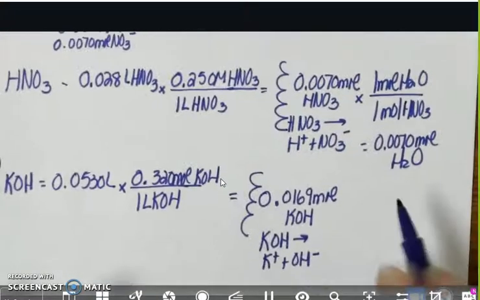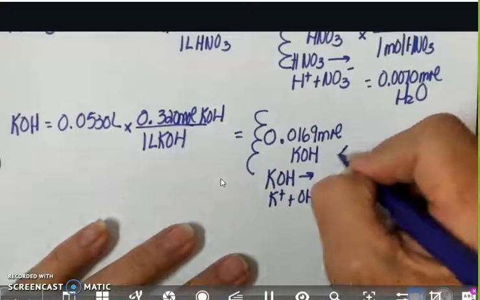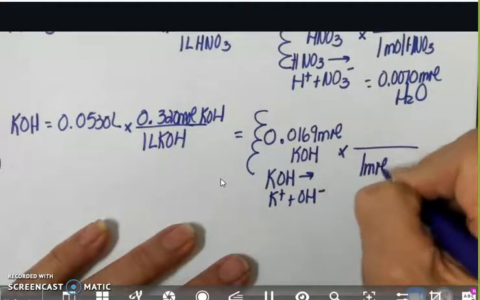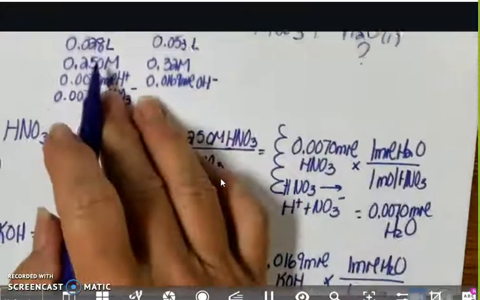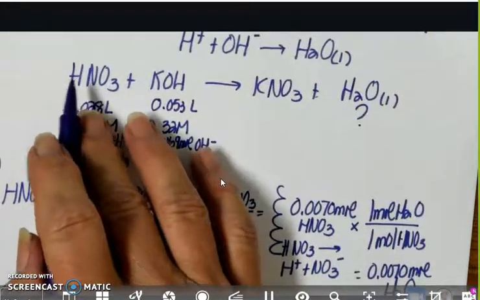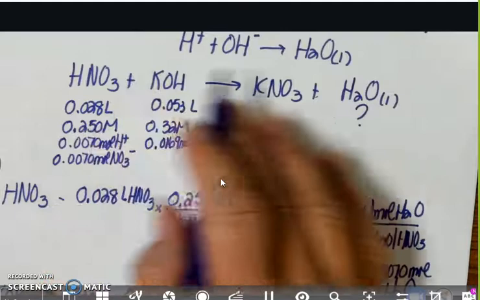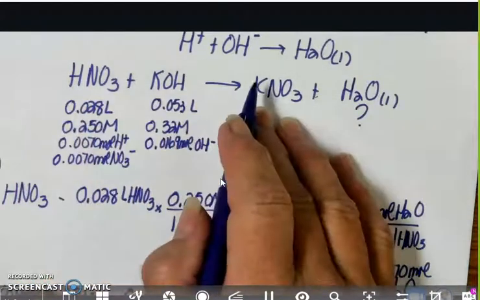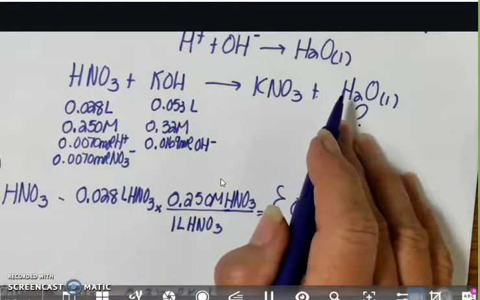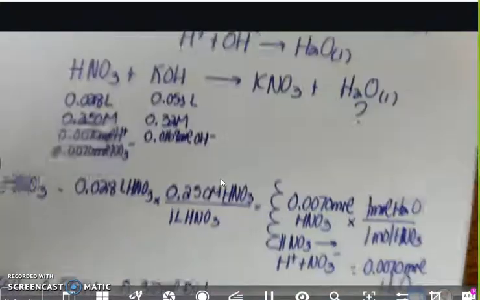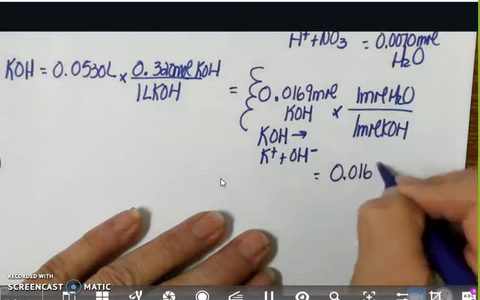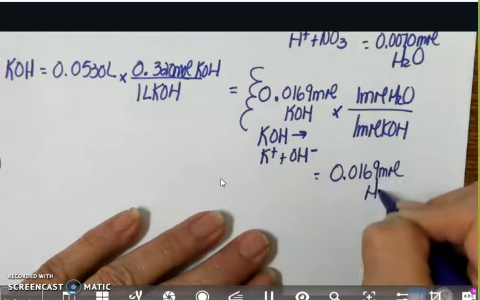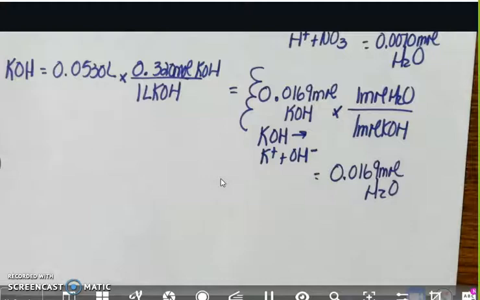Okay, so that's not what I want though. I want moles of water. So 1 mole potassium hydroxide is 1 mole of water. And where am I getting that from? I'm getting that from right here, right? 1 mole of this gives 1 mole of water. 1 mole of this gives 1 mole of water. That's where I'm getting it from. Okay? So in this case, I get 0.0169 mole water. So this is my limiting, right?